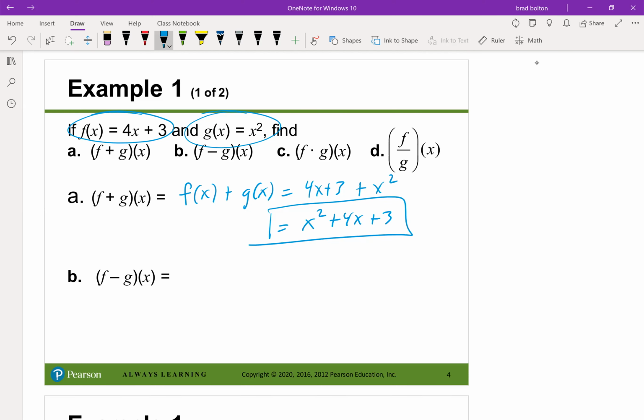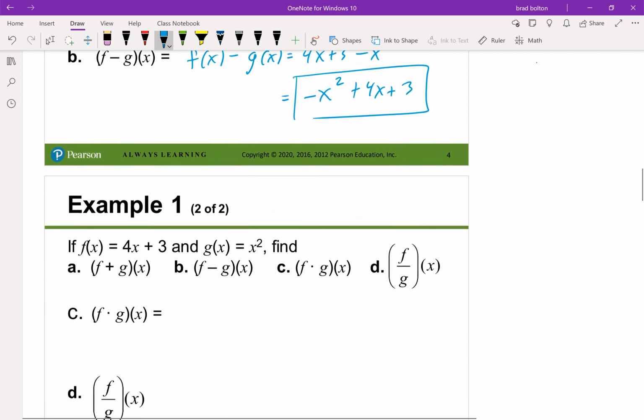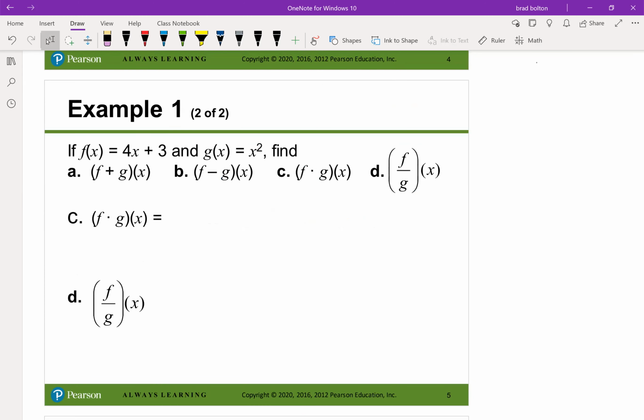Now you guys take a minute, do the same thing, but do f minus g of x. All right, so hopefully you wrote this, f of x minus g of x. So this would become 4x plus 3 minus x squared. So this would become negative x squared plus 4x plus 3. And that would be what f minus g of x would be. Not so bad, right?